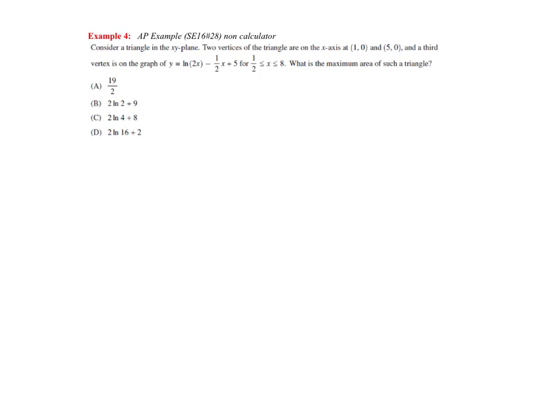All right, let's look at another example as I try to write the word dimension. All right, guys, let's do one more example here. It says, consider a triangle in the XY plane. Two vertices of the triangle are on the x-axis at (1, 0) and (5, 0). Let's make a little sketch here. At (1, 0), I've got a vertex. At (5, 0), I've got a vertex. And then I've got this function, and I've got the third vertex on this function.